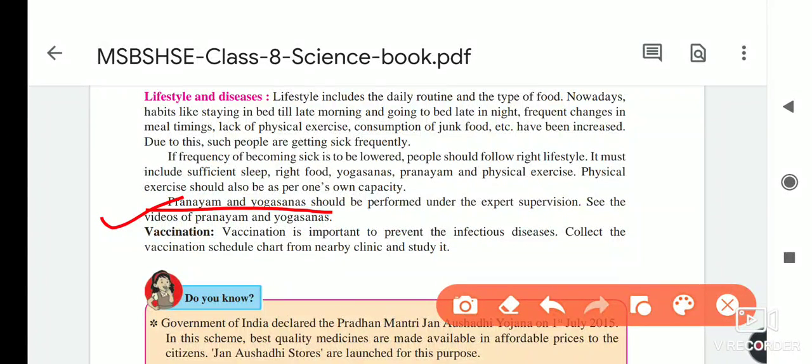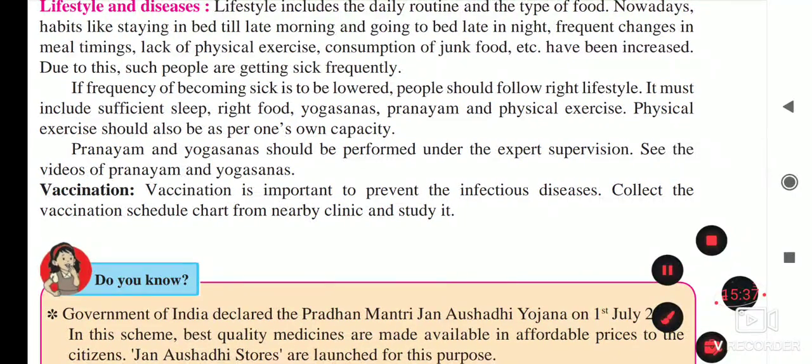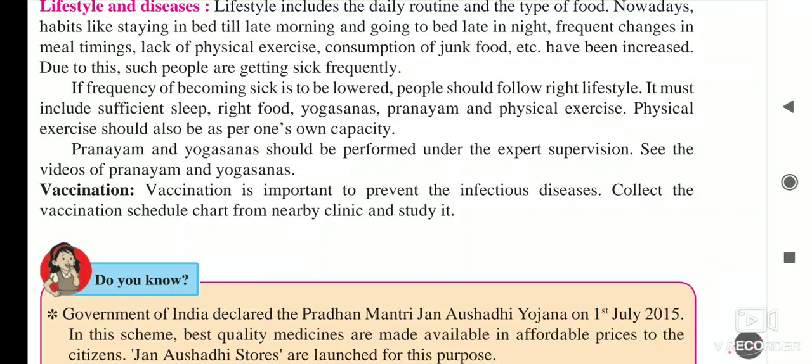And in that way, you can add some points of your own, and you can write the importance of pranayams and yogasanas. These types of questions may be asked, because we are doing these activities at home. This year also, as you know, we performed the Yoga Day online in our school. So you have to write such points in this question.